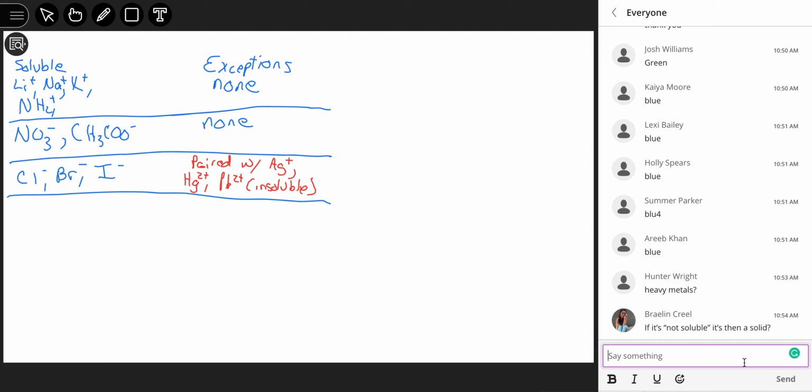Correct. If it's not soluble or insoluble, then it will form a solid, or it will stay a solid. It won't dissolve. So then we have SO4 2 minus. That is normally soluble, but it's not soluble when paired with silver, lead, calcium, strontium, and barium.